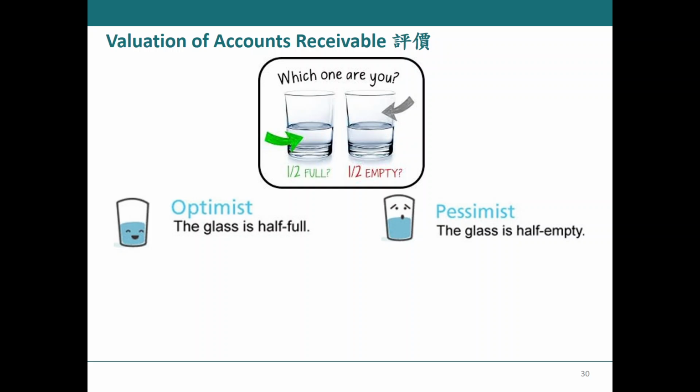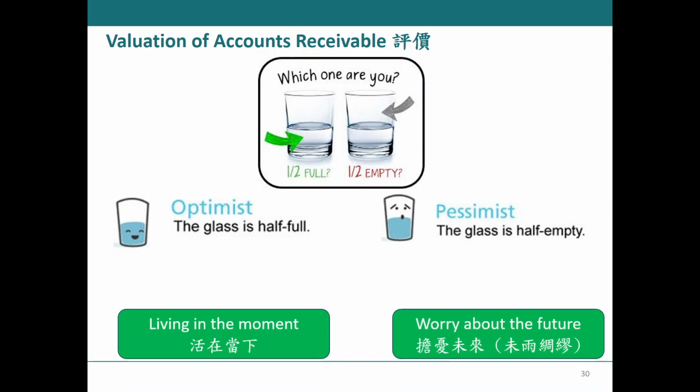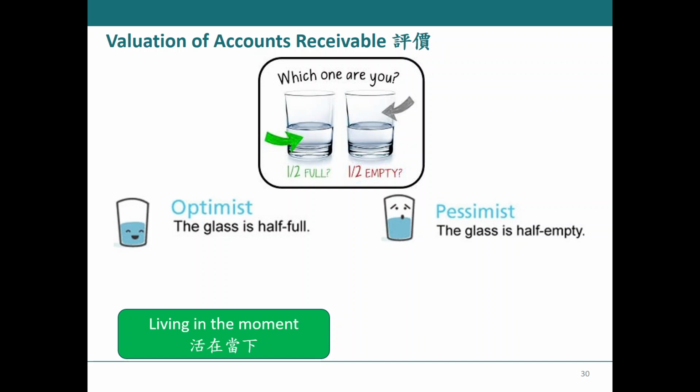So it depends on whether you are optimistic or pessimistic. 乐观或悲观的。If you are optimistic, 乐观的, then you will use the direct write-off method. It means what? Living in the moment. Oh, don't worry too much. It hasn't happened yet. I don't think about it; when it happens, I will just think about it. So you just live in this moment. Don't think about the future. Okay? So you are optimistic.